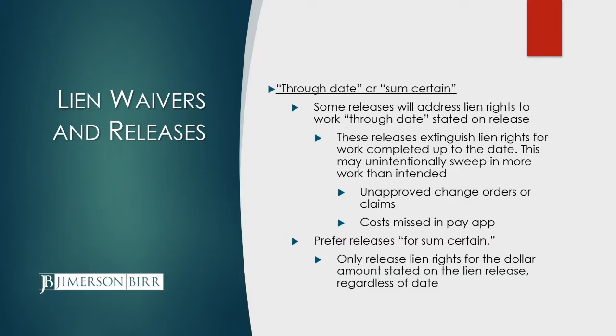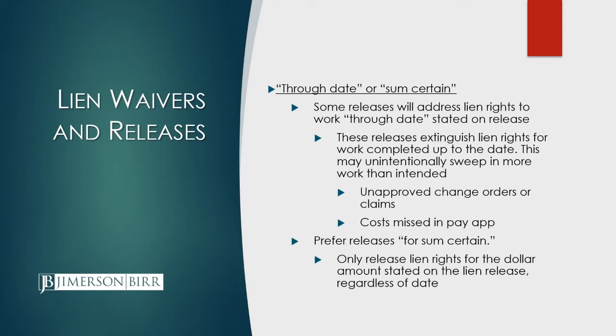There are two different types of lien waivers, either through a date or for a sum certain. That's an important distinction, and there are some traps for the unwary based on that distinction. We prefer that you provide releases for a sum certain. That's the dollar amount that you're seeking to be paid, and so you're releasing only your lien rights in that dollar amount. The through date form of lien waiver releases all of your rights through that date, regardless of whether you received any payment for the work performed through that date.